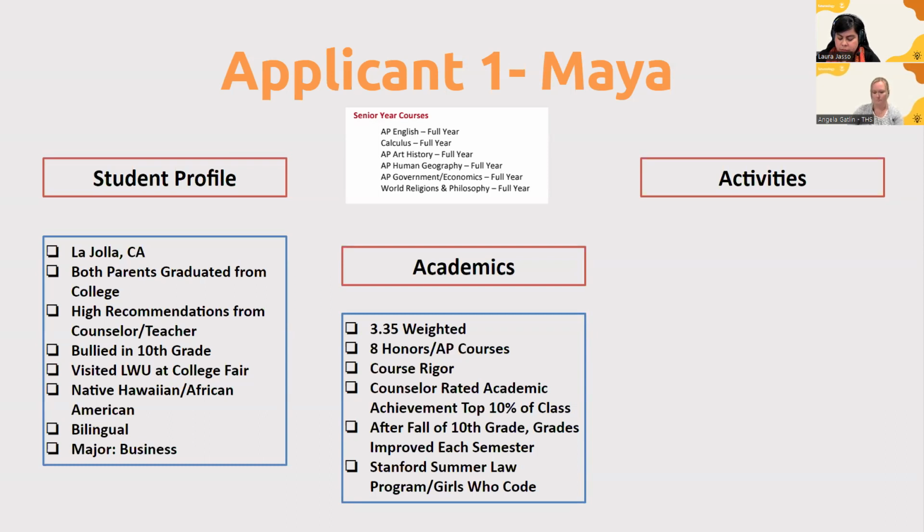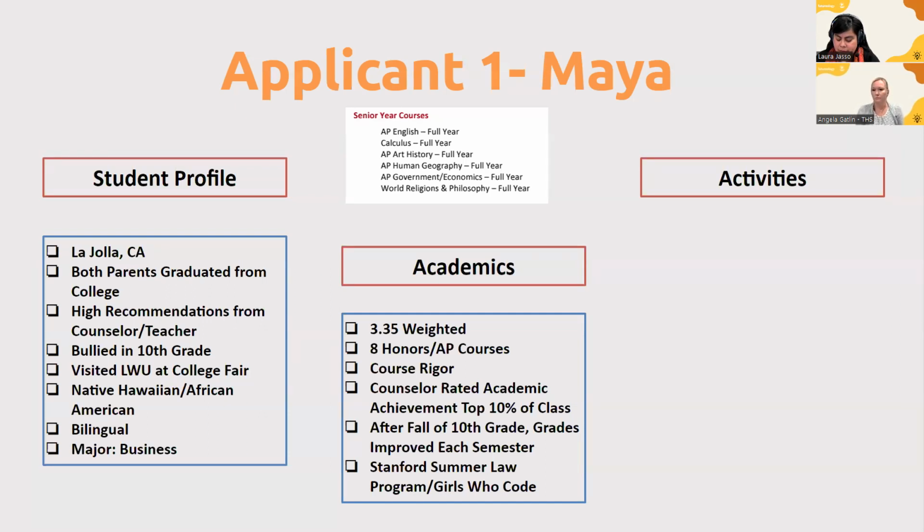Maya's also bilingual. She hopes to major in business, and her career interest is a corporate attorney. When we take a look at her transcript, you can see her transcript on page 4 if you've opened up to the document. She has a weighted GPA of 3.35. And just remember that the school is going to be recalculating that GPA according to their calculation into an unweighted. She's taken a total of 8 honors and AP courses throughout her 9th through 12th grade, and she has demonstrated rigor in her schedule.